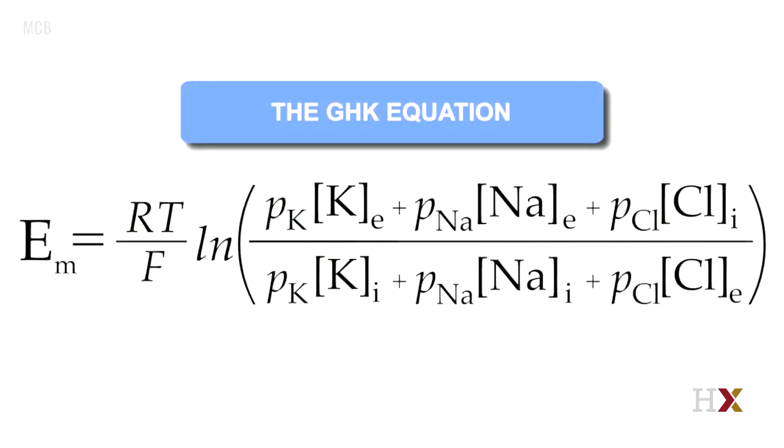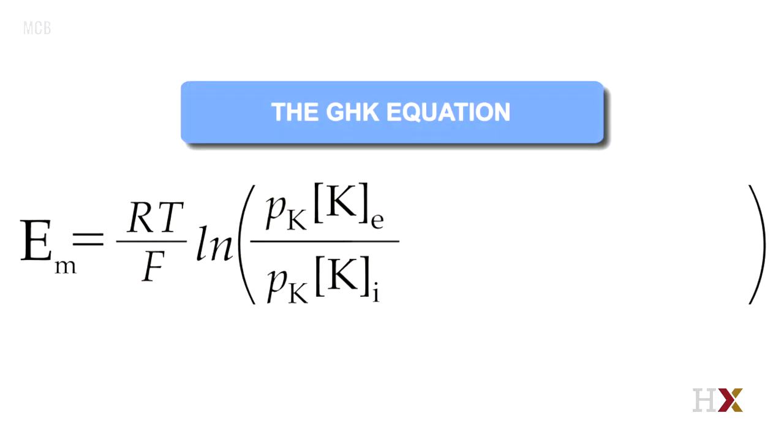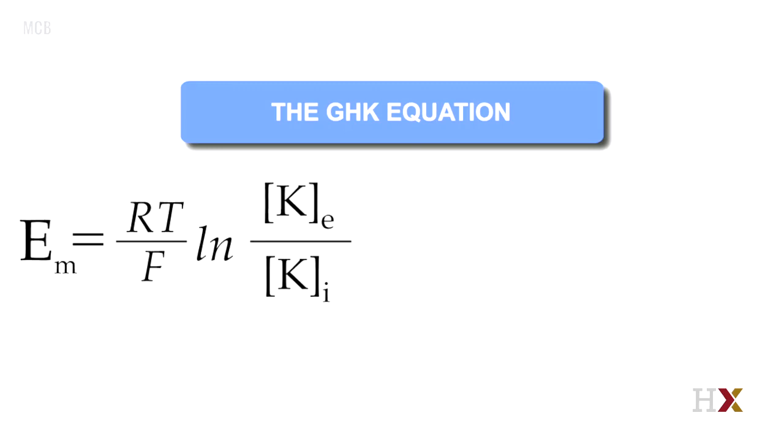Looking at this equation, we can even see that if we restrict movement across the membrane to a single ion, say potassium, by making the permeabilities of sodium and chloride be zero, the GHK equation reduces down to the Nernst equation.